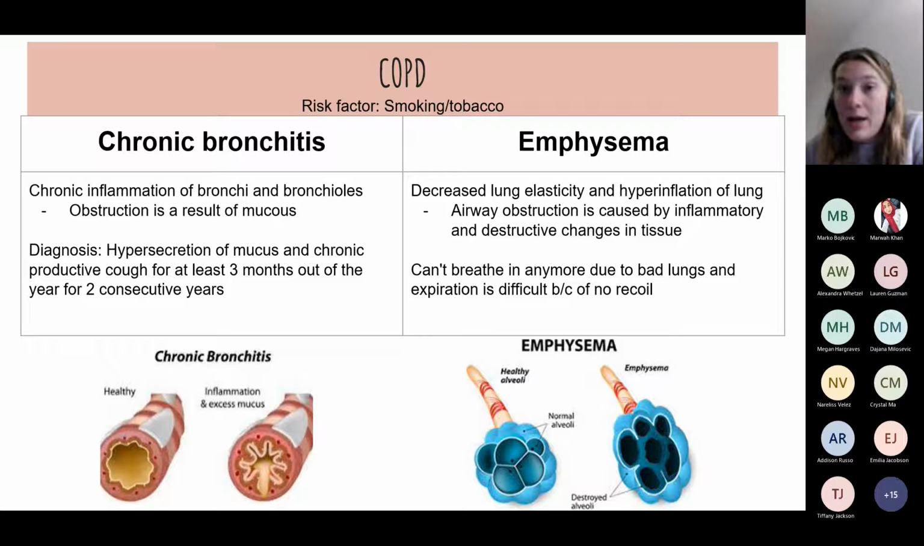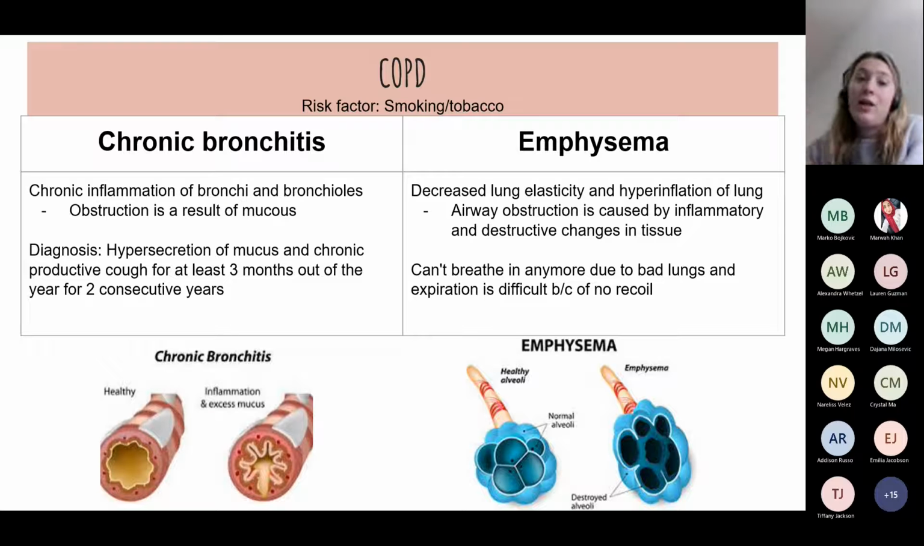COPD also is comprised of emphysema. So this is decreased lung elasticity and hyperinflation of the lung. So my lung isn't able to expand and contract and expand and contract. It's going to be just kind of pretty much very floppy. It's not going to be very good. This is why these patients literally can't take a big deep breath in, because when we take a deep breath in, we're expanding. These patients can't expand.